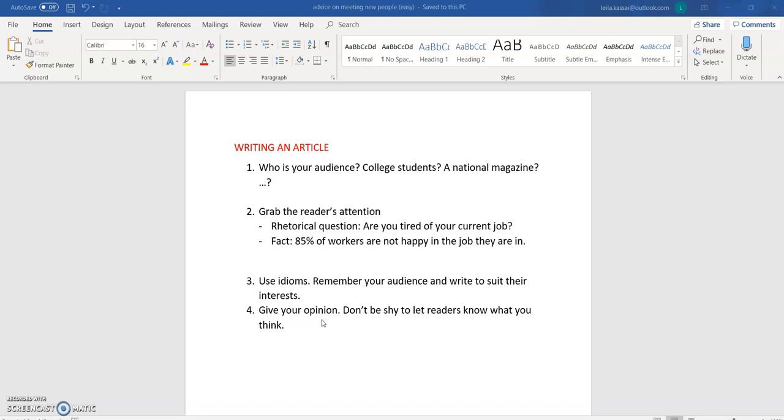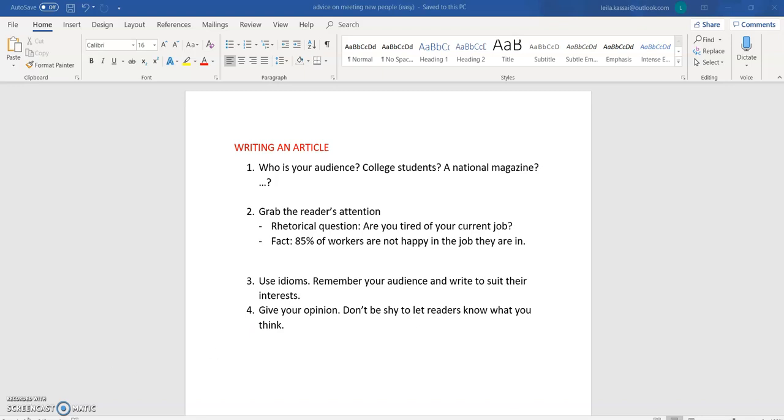And also in an article, do not be afraid of giving your opinion. Don't be shy to let your readers know what you think. Let your readers know your opinion. So, for example, this is not an IELTS Task 1 writing where you're only analyzing a graph or a chart. Here, be free to give your opinion.